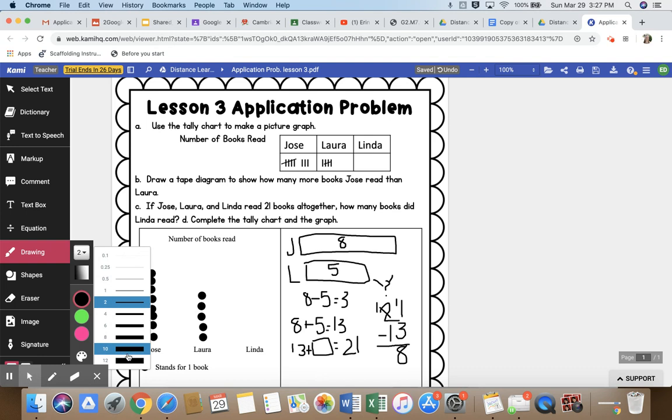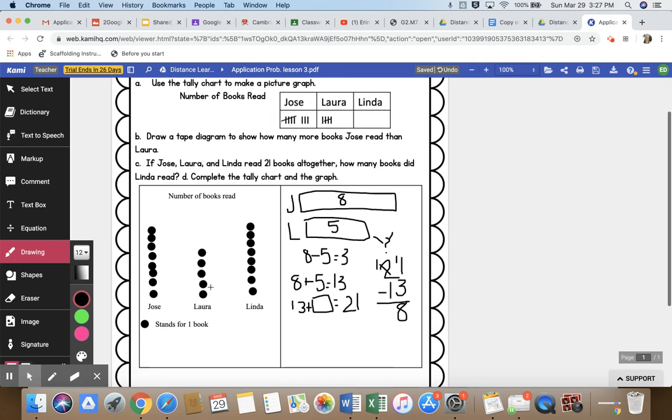And I'm going to go ahead and record that over here on my picture graph. So I'm going to say she read 1, 2, 3, 4, 5, 6, 7, and 8. And as you can see, even though these aren't graphed in a perfectly equal graph, you can see that Jose and Linda read the same amount of books.